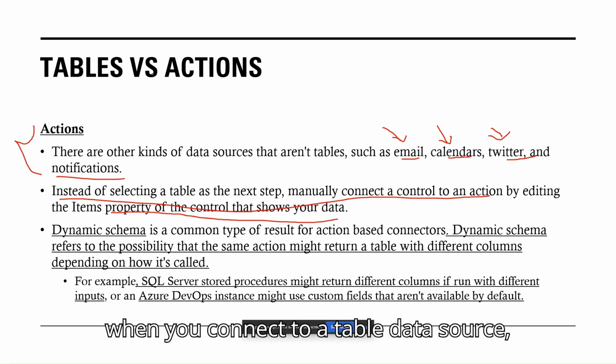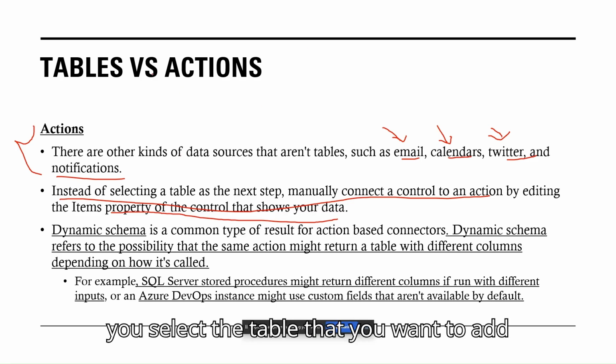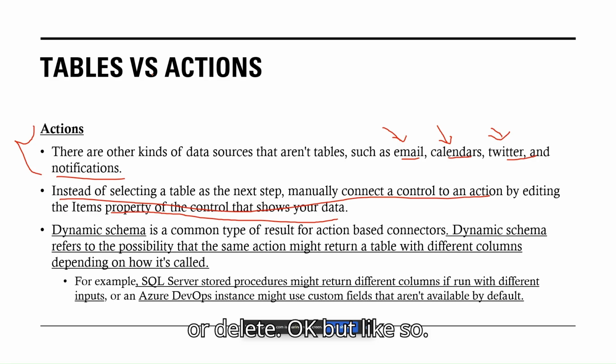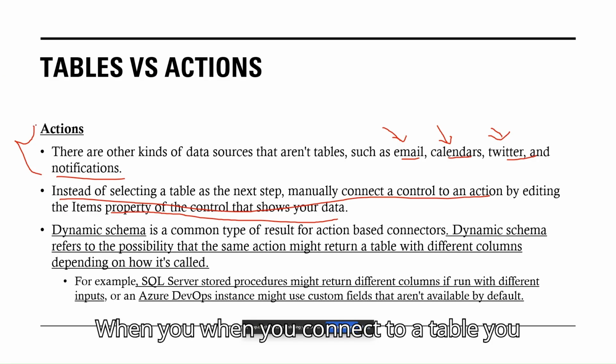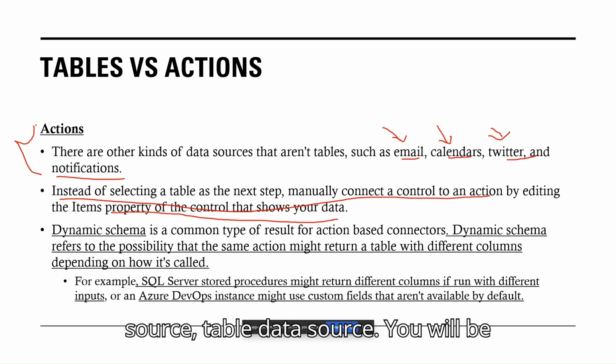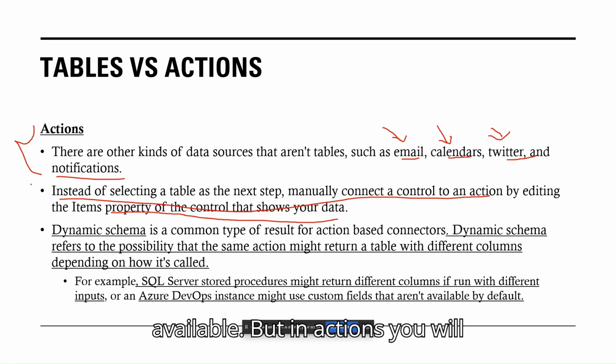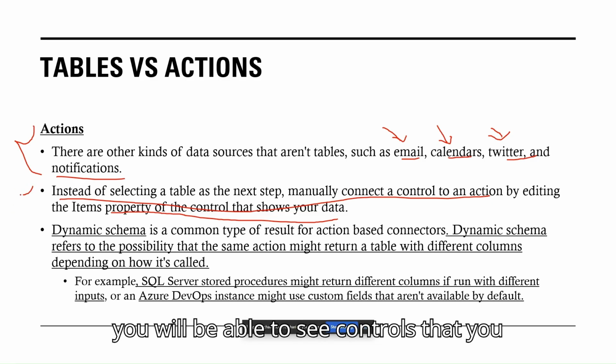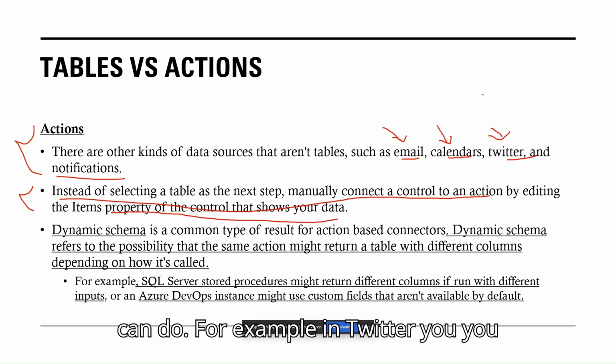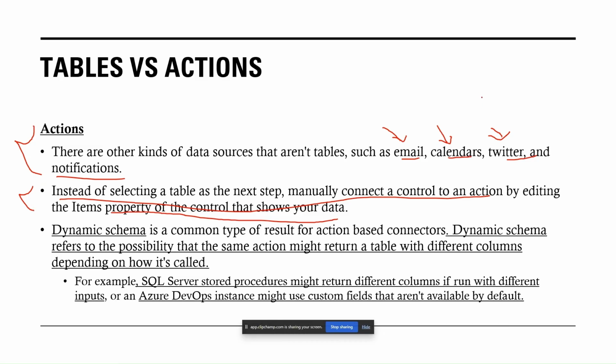Basically, when you connect to a table data source, you select the table that you want to add or delete. When you connect to a table, you'll be able to see all the tables that are available. But in actions, you'll be able to see controls that you can use. For example, in Twitter, you might have a control which allows you to tweet a tweet, right?